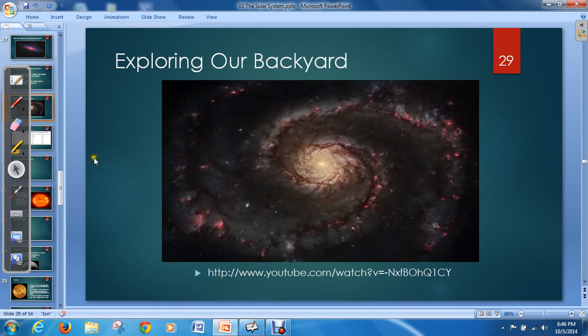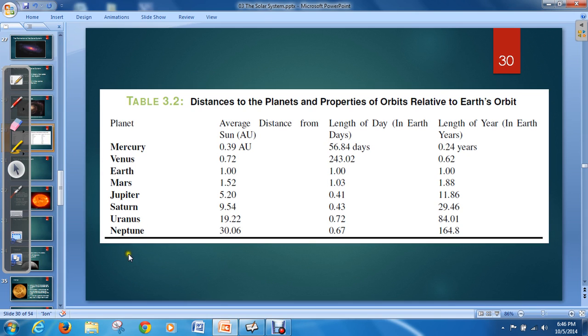Okay? But now we want to start going deeper into the actual parts of our solar system. So particularly we want to look at the planets and some of the properties of the planets. This table gives us some interesting information about our planets, like their average distance from the sun, the length of their day, the length of their years. A day is how long it takes to rotate on its axis. A year is how long it takes to revolve around the sun.